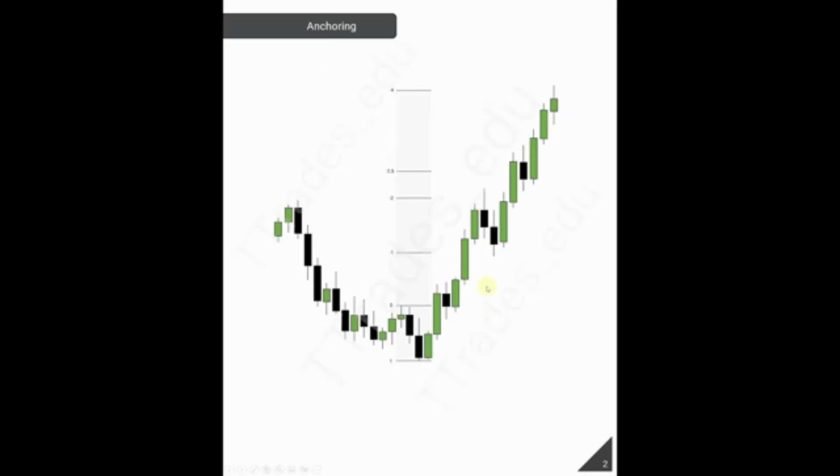So here's an example of what the Fibonacci tool will look like once it is projected out. However, where do I anchor this Fibonacci tool to get these projections? And that is what we are going to go over next.